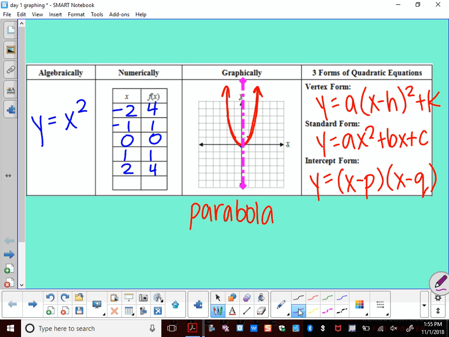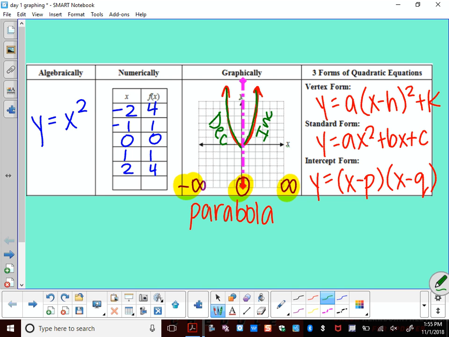Alright, so it changes directions at 0. All the way to the left is negative infinity. All the way to the right is positive infinity. I only need these numbers for my increasing and decreasing. So from left to right, are we increasing or decreasing? We decrease and then we increase.